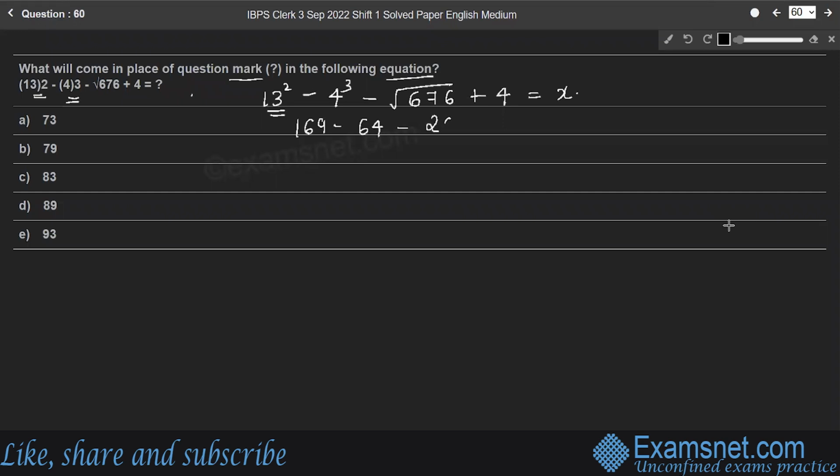It is 26. 26 into 26 is 676, plus 4 is equal to x. So 169 minus 64 minus 26 plus 4. We can add first 169 plus 4, which is 173. So minus 64 minus 26 is minus 90, is equal to x. Therefore, x is equal to 83, right? So 83, option C is the answer.